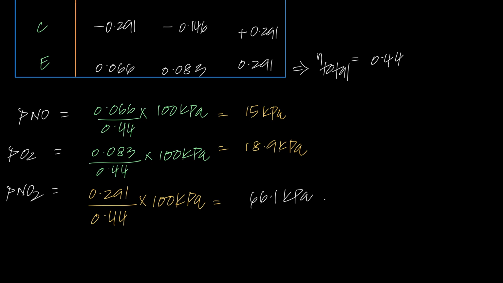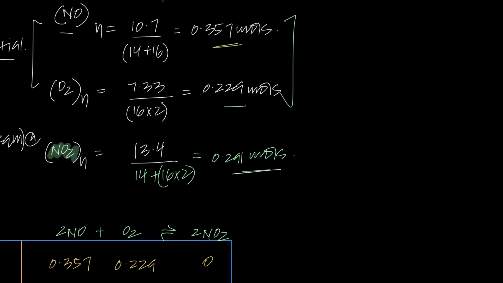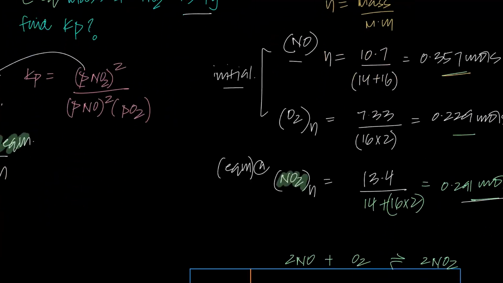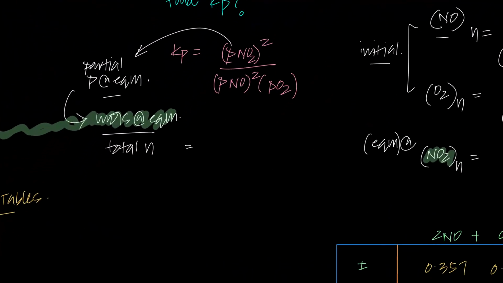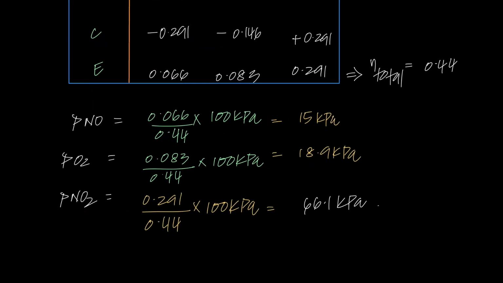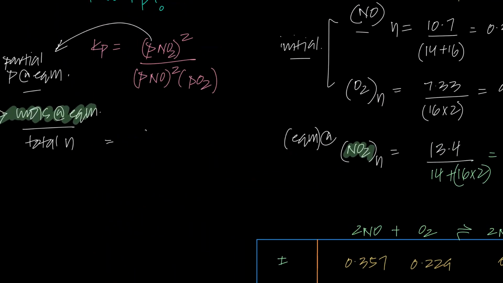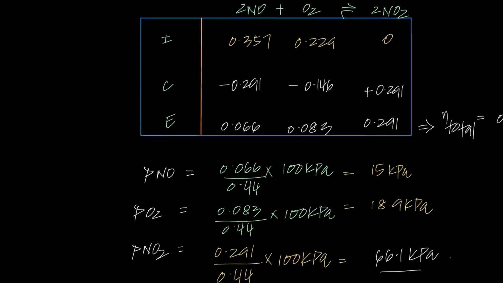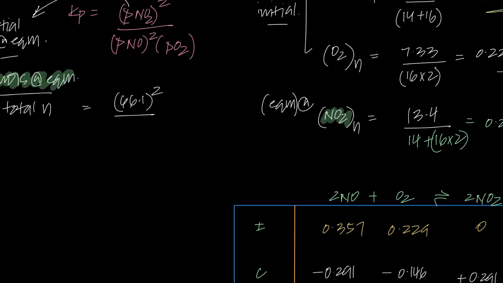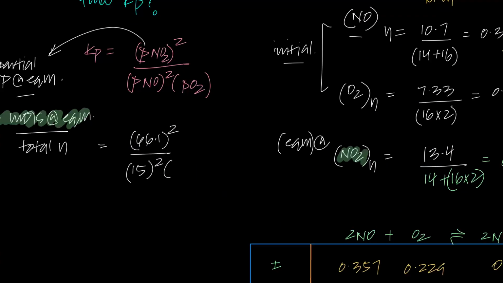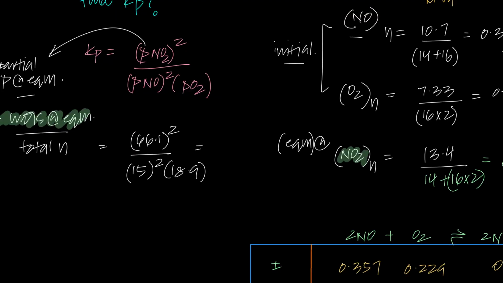Okay? Now, figure out the Kp for it. You've already written the expression, just plug in these values. So partial pressure of NO2 is 66.1 kilopascals. So 66.1 kilopascals squared divided by partial pressure of NO, which is 15 kilopascals, so 15 squared, into partial pressure of O2, which is 18.9, and that's it. Done. It's a piece of cake.